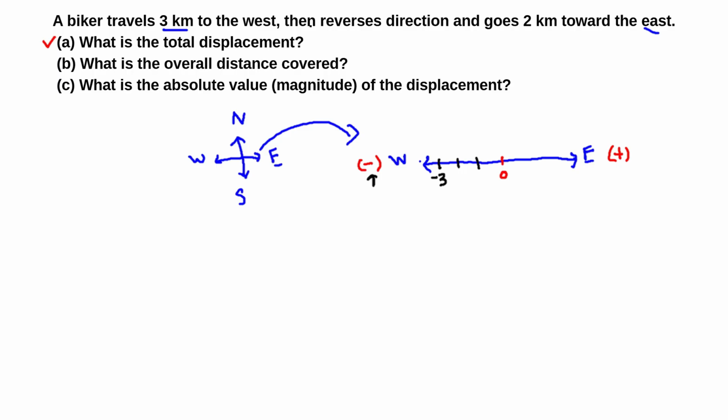But it then says the biker reversed direction, which means the biker is going back. Let's move back 2 kilometers. So we have 1, 2. And if we go back, this one here will be negative 2, and this one over here will be negative 1.